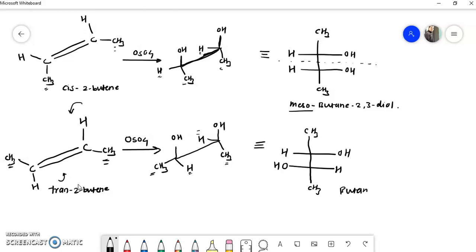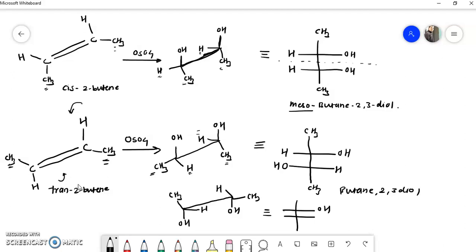Butane-2,3-diol. Again, there is another possibility: if the osmium tetroxide attacks from the rear side, then the hydroxy groups will be on the rear side like this, and the rest of the groups will be like this. So here the methyl groups will be on opposite sides, and the hydrogens on opposite sides. So if we draw the Fischer projection of this, then also we will get the same result. Here is OH, here is OH, hydrogen, hydrogen, CH3, CH3.